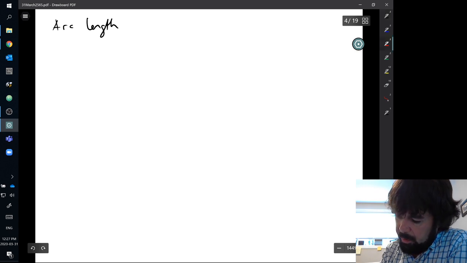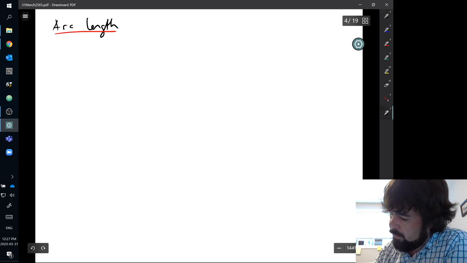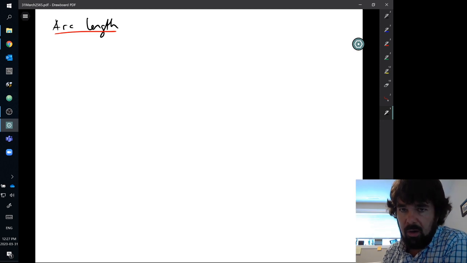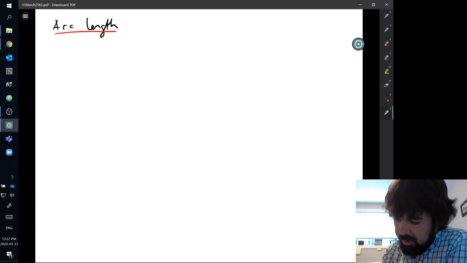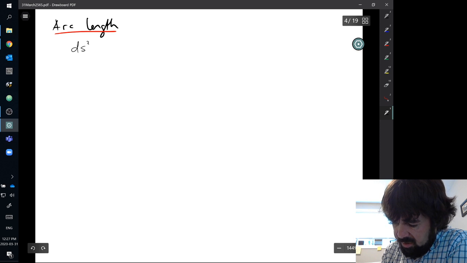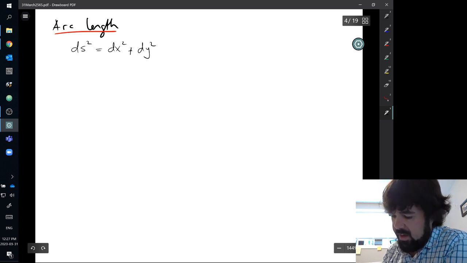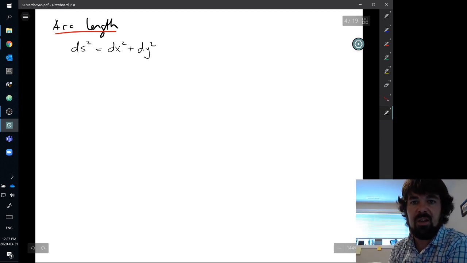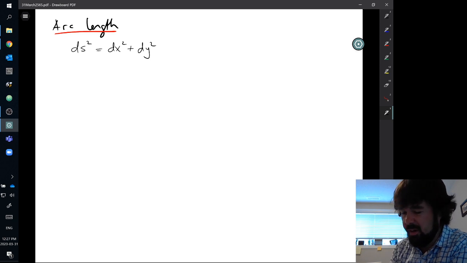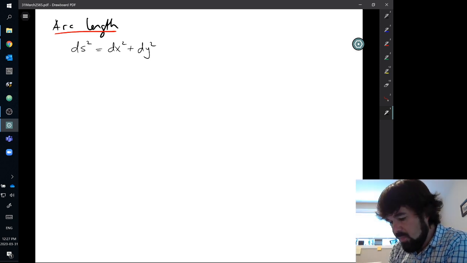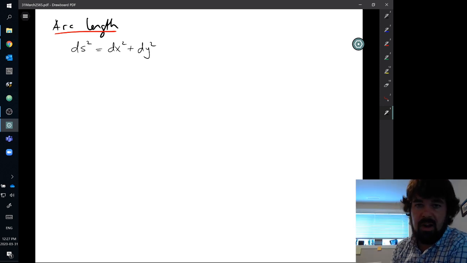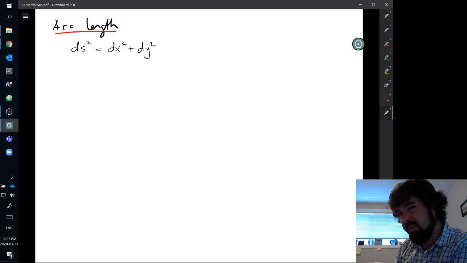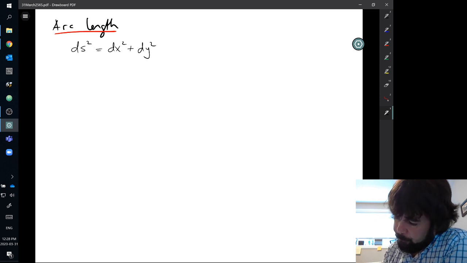So what can we say about arc length? Well, remember we did this already back in chapter 7. We said we have this ds squared is dx squared plus dy squared sort of identity. And maybe there are some mathematical issues with writing something like that. What does it mean to square a differential? But we made this work, depending on whether we're writing y as a function of x or x as a function of y.